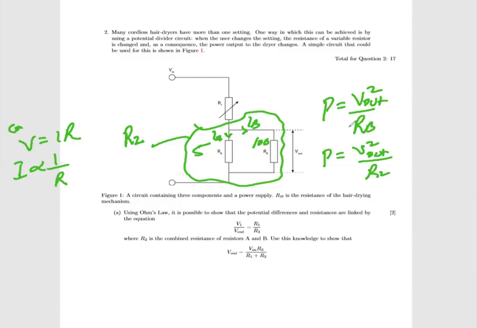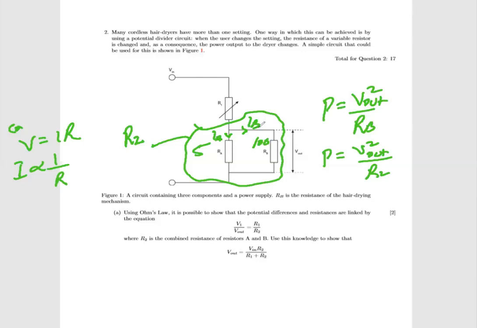I thought the power would be the same, dissipated in RB and RA. No, that will not be the same, because RB is different. In this case it is 100, and V out is the same for both cases. In this case RB is 100, in this case RA is 5. So power will be different in these cases. Voltage will remain the same because these are a parallel combination.